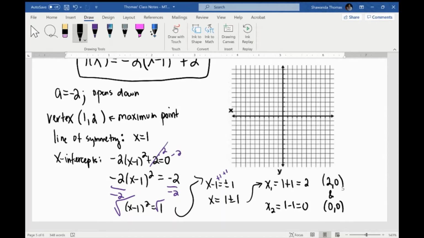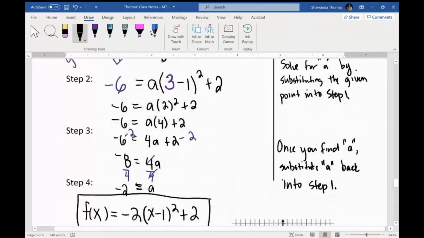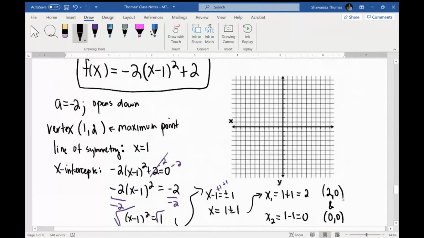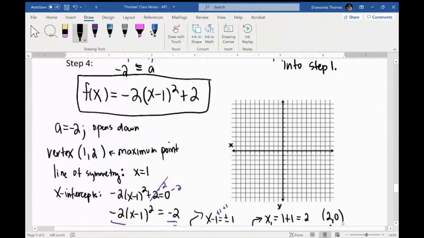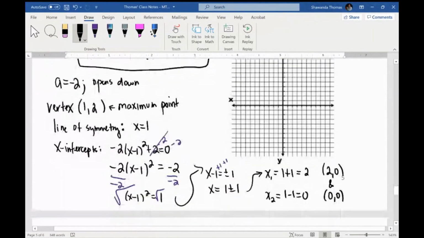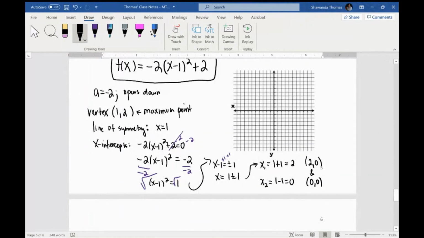What is it? I got 0. Yep. This is a good one, because we didn't have a general form for this one. This one you had to use what we have, or else it'll be more work. F of x, well, let's go ahead and plug in 0. F of 0 equals negative 2 times 0 minus 1 squared plus 2.